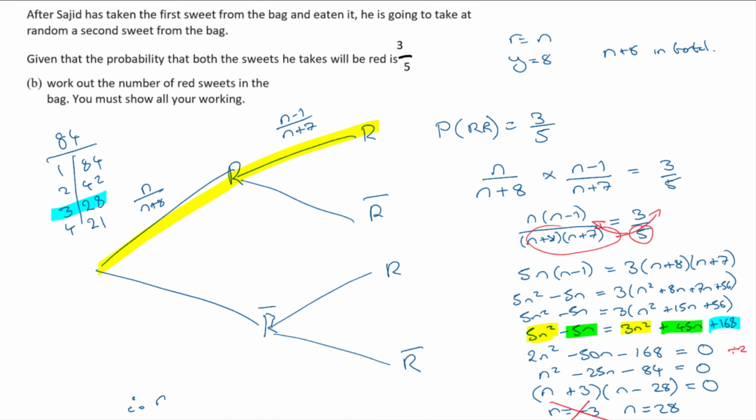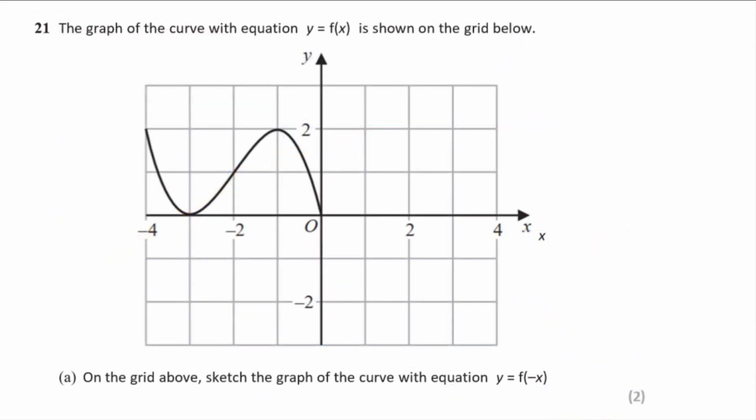Therefore, the number of red sweets, which was n, is equal to 28. Okay. Question 21, the graph of the curve with equation y equals f of x is shown on the grid below.